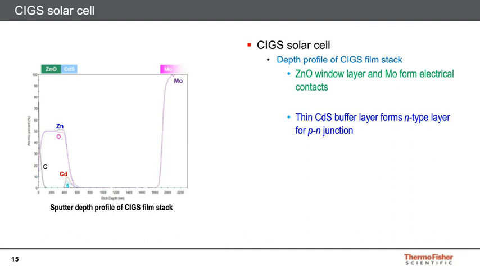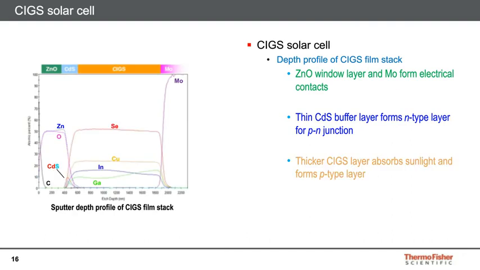The depth profile shows clearly that there are composition gradients of gallium and indium in the CIGS layer. These are likely to be a crucial factor in the performance of the device, influencing the band gap of the material.